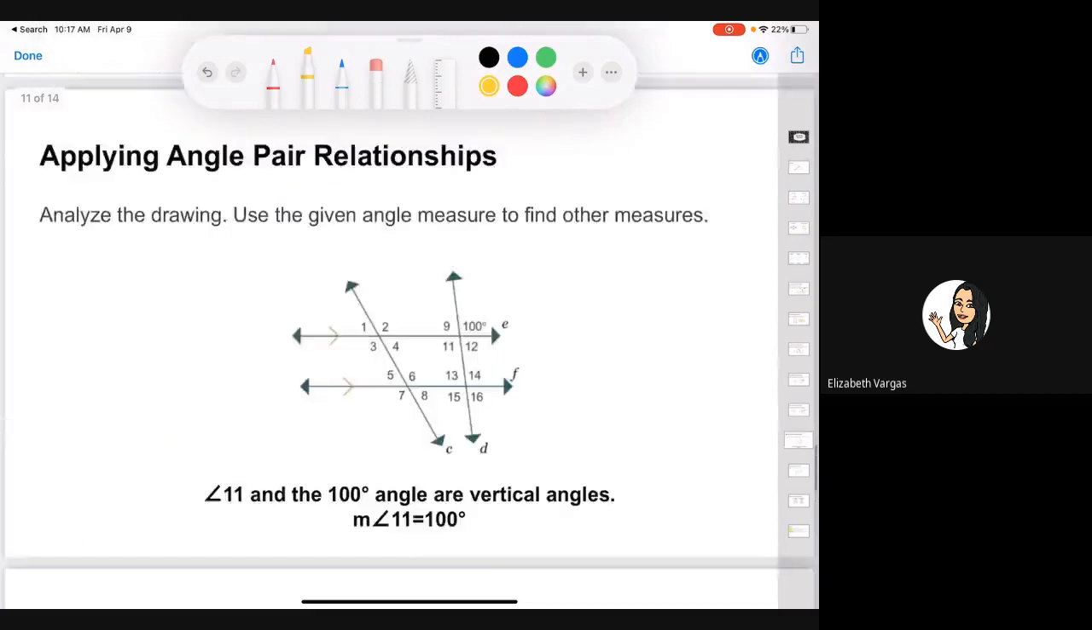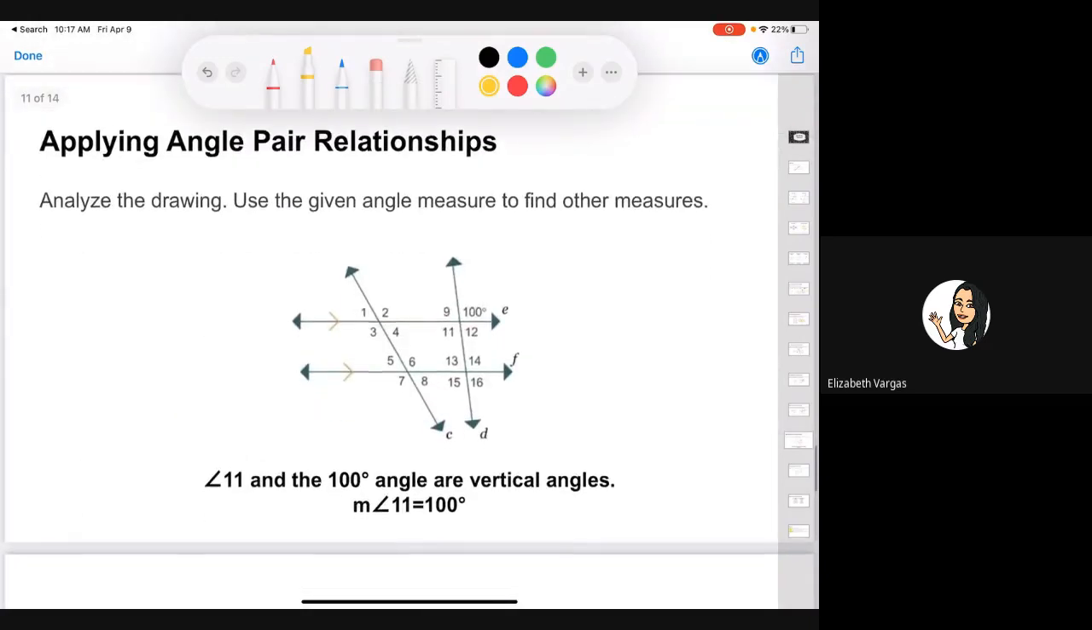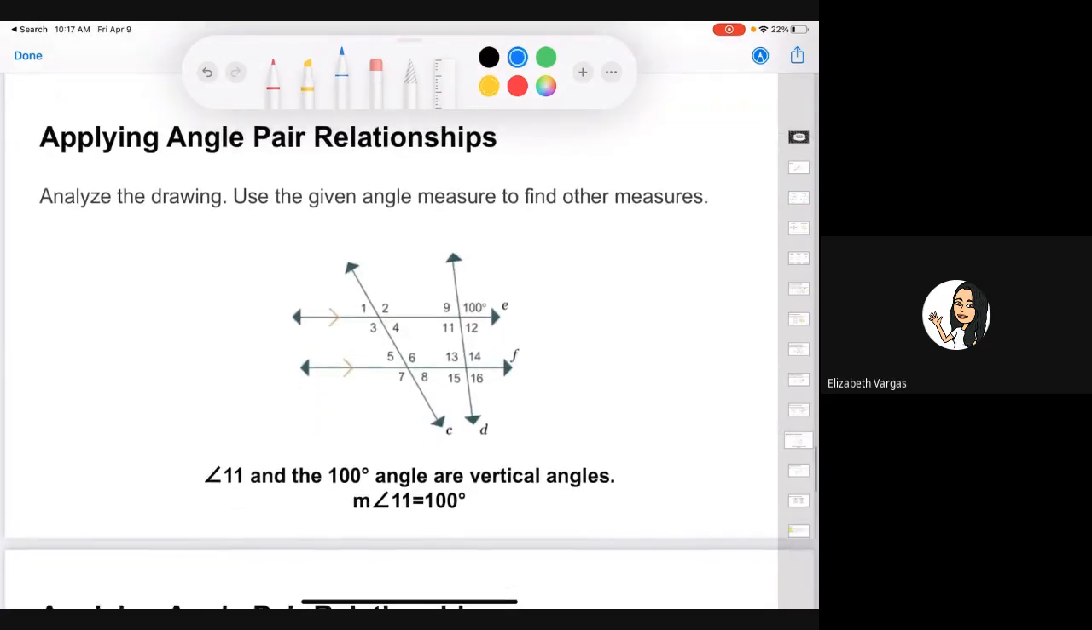Questions? And then given these different relationships, we can actually solve for a lot of great things. So say here, we are asked to apply the angle relationships. It says to analyze the drawing using the information given about the angle measures to find the other measures. Well, this tells me that angle 11 and the angle which is equal to 100 degrees are vertical angles. Well, vertical angles we know are congruent to each other.